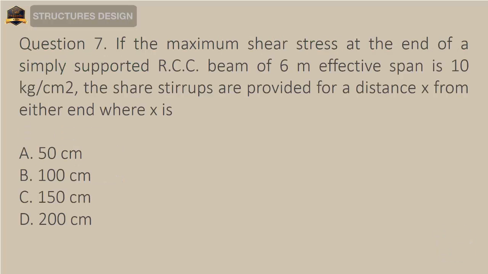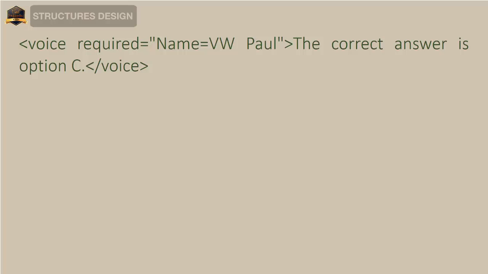Question 7. If the maximum shear stress at the end of a simply supported RCC beam of 6 m effective span is 10 kg per centimeter 2, the shear stirrups are provided for a distance x from either end, where x is: A, 50 cm; B, 100 cm; C, 150 cm; D, 200 cm. The correct answer is option C.